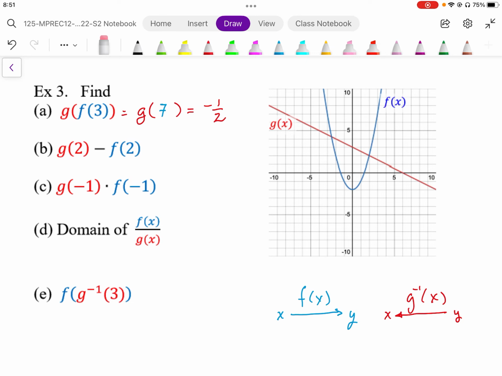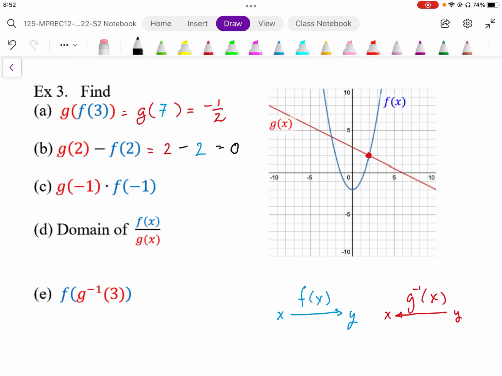For b, we're going to use the g value at 2 and the f value at 2, and then we're going to subtract those values. So the g value at x equals 2 is going to be y equals 2, and the f value at x equals 2 is in the same position. So g of 2 is 2, and we're going to subtract the exact same y value from the f function, and so we're going to end up with g of 2 minus f of 2 is going to give us 0. Where those two graphs intersect, the difference is going to be 0.